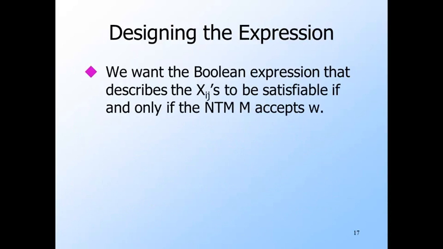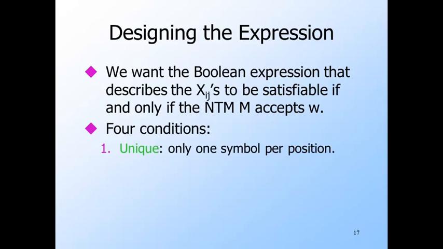Now let's start to describe the output of the transducer. The output is an expression, and we want it to be satisfiable if and only if m accepts w. The whole expression is the AND of 4 sub-expressions, each of which enforces one of 4 conditions. First is the sub-expression we'll call unique. It enforces the rule that there is only one symbol in each position of each ID. That is, the value of x_ij is unique.